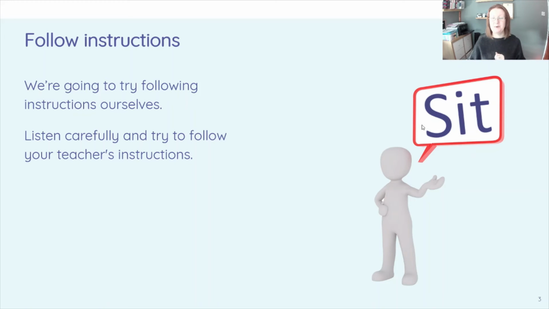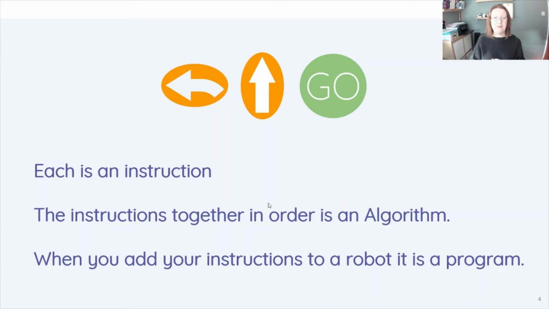Instructions are really important. But remember, each instruction, each one of those that we used on the B-bot, all those arrows, is an instruction. When we put those instructions together in order, it is an algorithm. And when we add your instructions into a robot, it is a program.